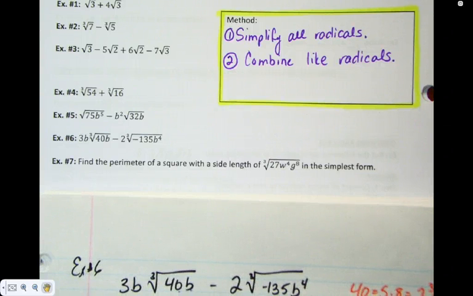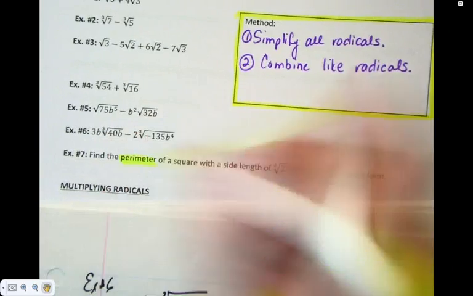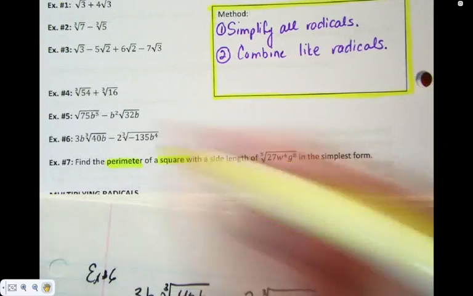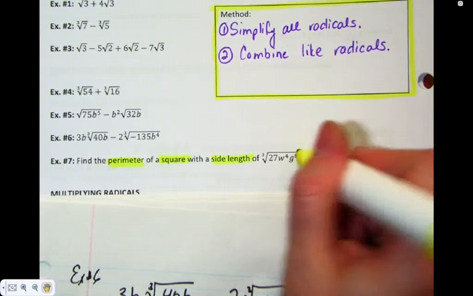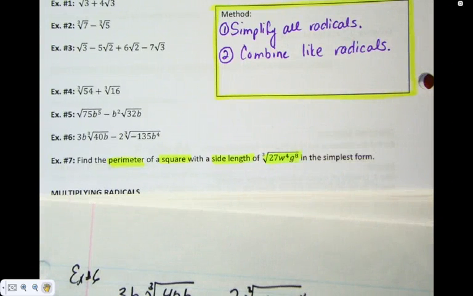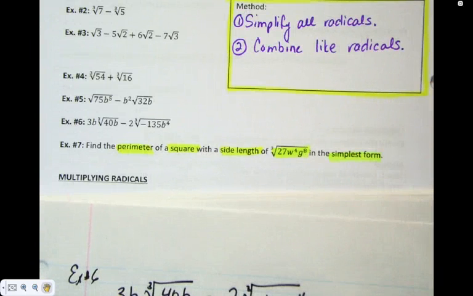This is what your brain probably did. Perimeter, square, side length, blah, blah, blah. That's why we read twice, because that's what the brain's natural tendency is to pick out the words first. So we probably need perimeter. It's a mathy word. We probably need square. It's a mathy word. Side length, this whole mess here, and simplest form. I left out find the of with of the in.